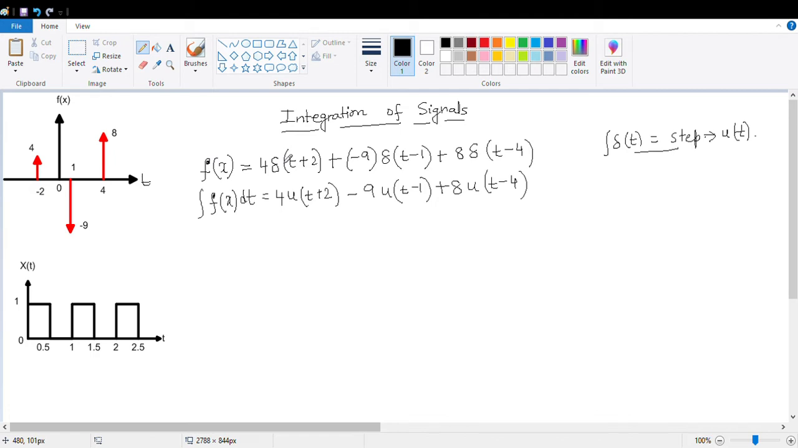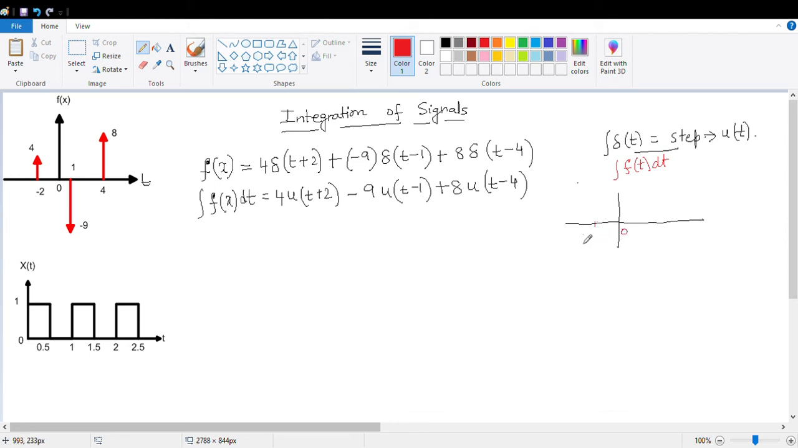Now I would like to show you another thing. If you want to draw this, how will it look? Suppose this is my axis. I am changing the color so that you can understand. From the mathematical expression we can also draw the diagram. This will be the integration of f(t) dt. Now there will be step functions. The first magnitude is 4 and it is at t equal to minus 2.